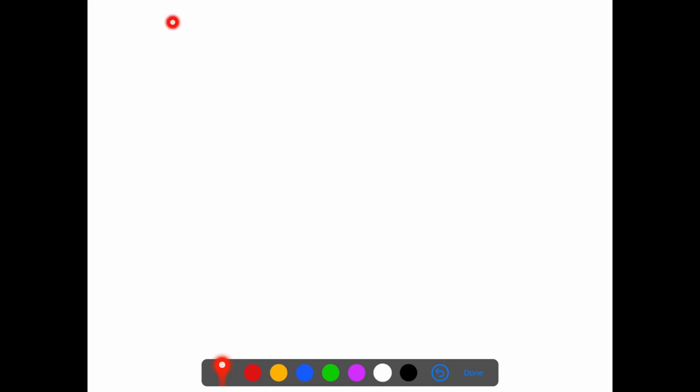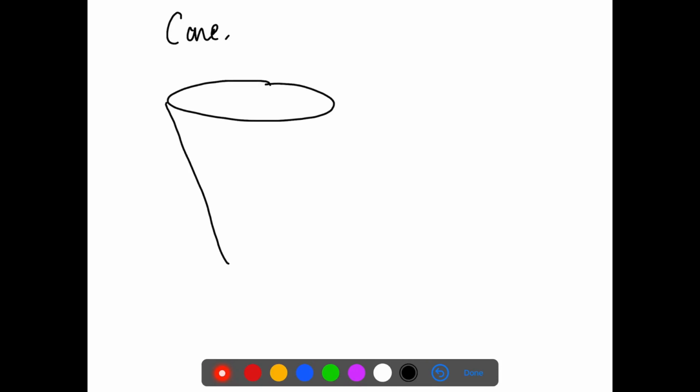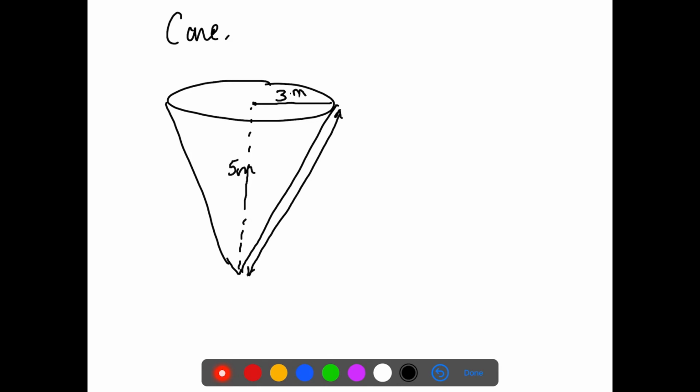Okay, so now then, let's have a look finally at the volume of a cone. So a cone, again, if I can draw one, looks a bit like this. So this is going to be an upside down cone. Okay, and let's say it's got a radius of 3 meters, and it has got a height of 5 meters. This here is just the length of the side, which you don't need, okay? So it doesn't matter. If they give you something for this, don't use it, okay?